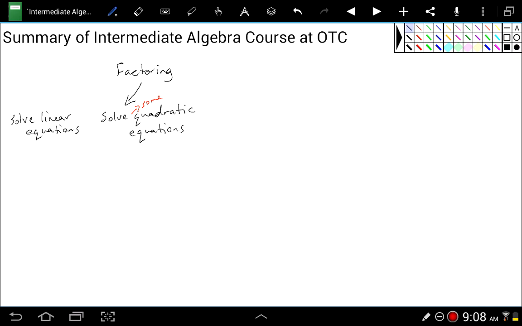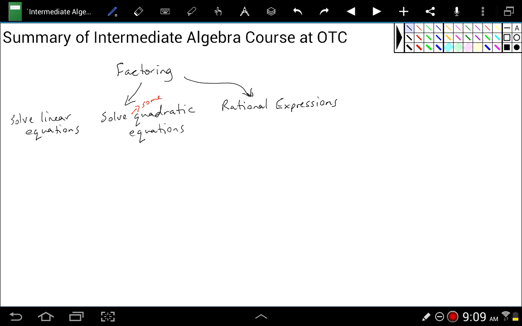Factoring was also useful to help us with rational expressions. Because remember, rational expressions are fractions, and factoring turns things into multiplication, and rational expressions are fractions which are division, and multiplication and division work well together. They allow each other to cancel out. So factoring was very useful there.